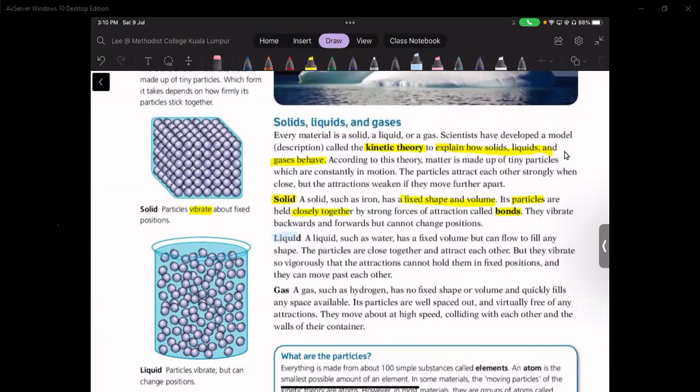Okay, so then we move on to liquid. A liquid has a fixed volume, but no fixed shape, so it will follow the shape of the container. Particles are still close together, and they still attract each other. But because they vibrate so much, the attraction cannot hold them in a fixed position. So they can slide and move past each other.